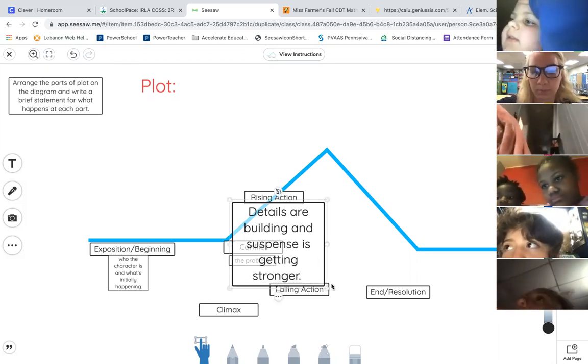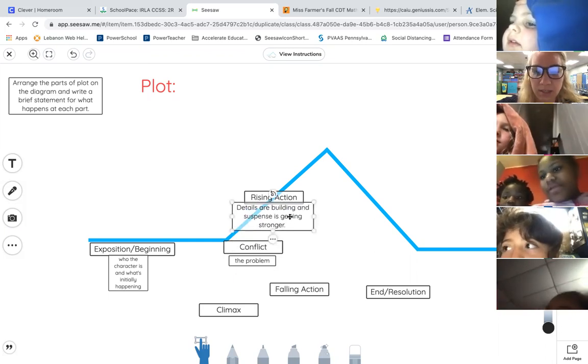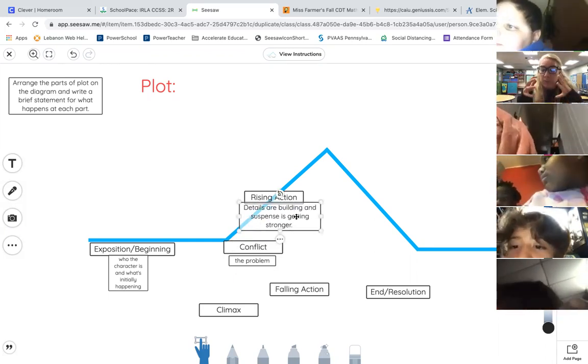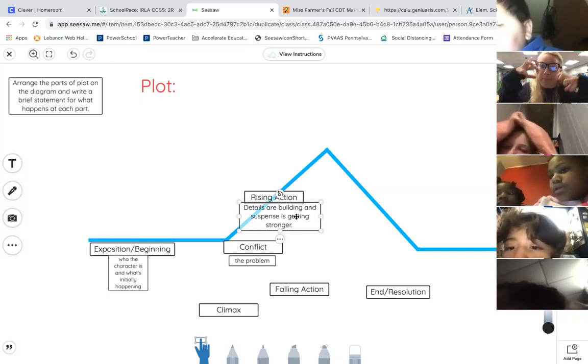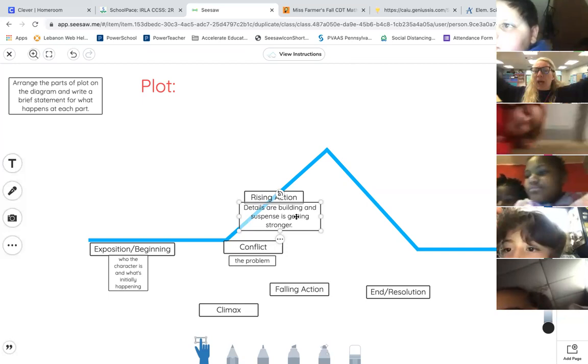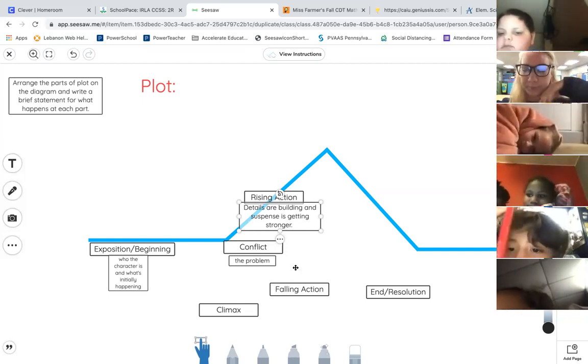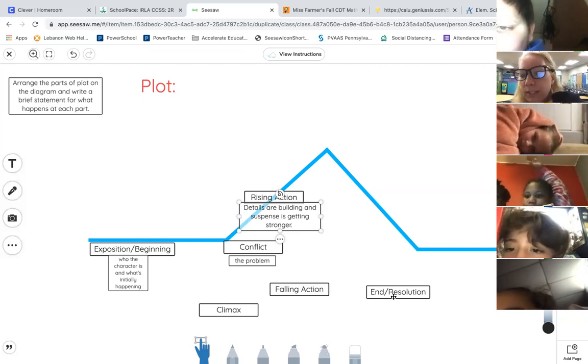It's getting more intense. Yeah, it's getting more intense. The suspense is building. Everything's building up and building up and building up. And when everything is about to explode and the whole world goes, oh my gosh, what's that? We have climax, falling action, or resolution.